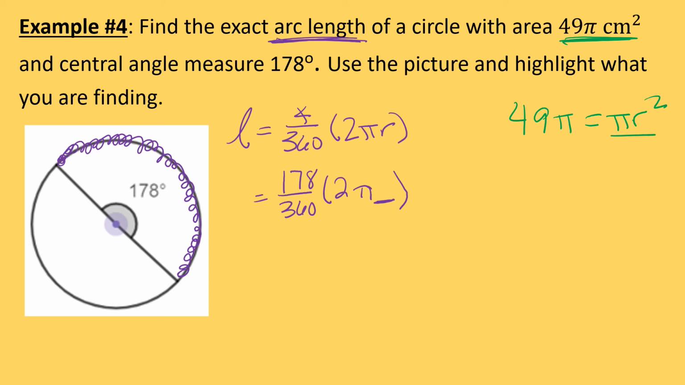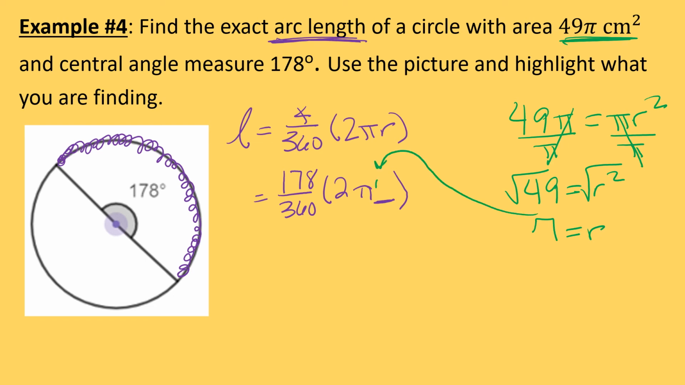Ultimately, I need to get r by itself, so I'm going to divide each side by pi, so the pi's cancel. So I have 49 equals r squared. To undo the square, you take the square root of each side, so my radius is 7. I can now take that 7, and I can come over here, and I can substitute it into my formula.